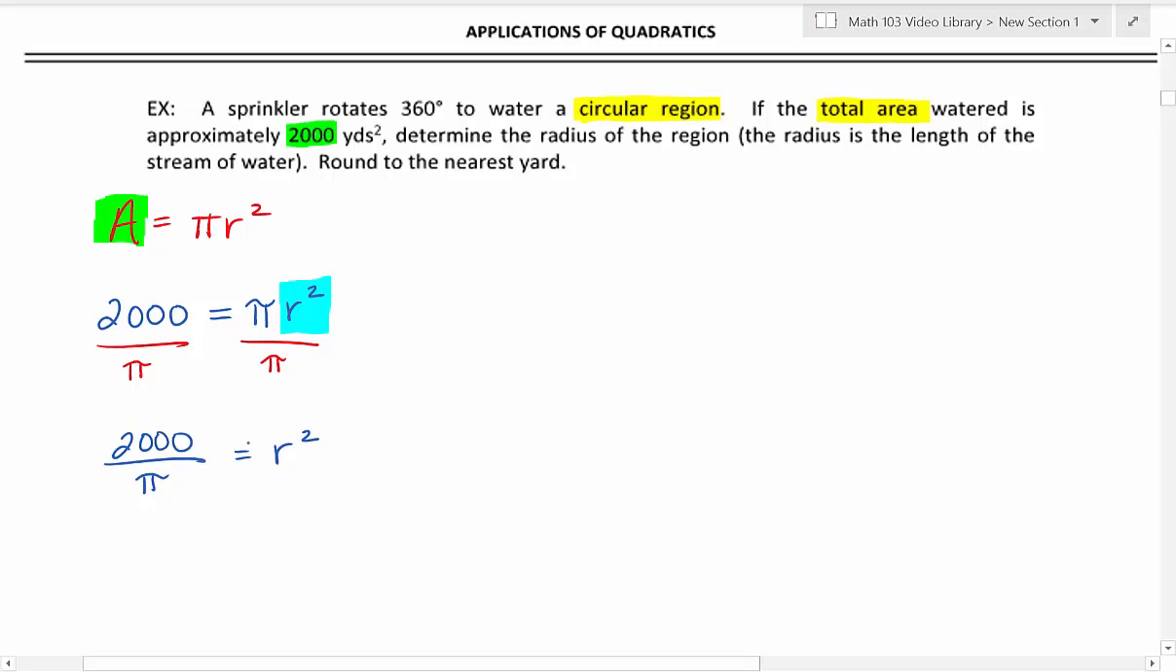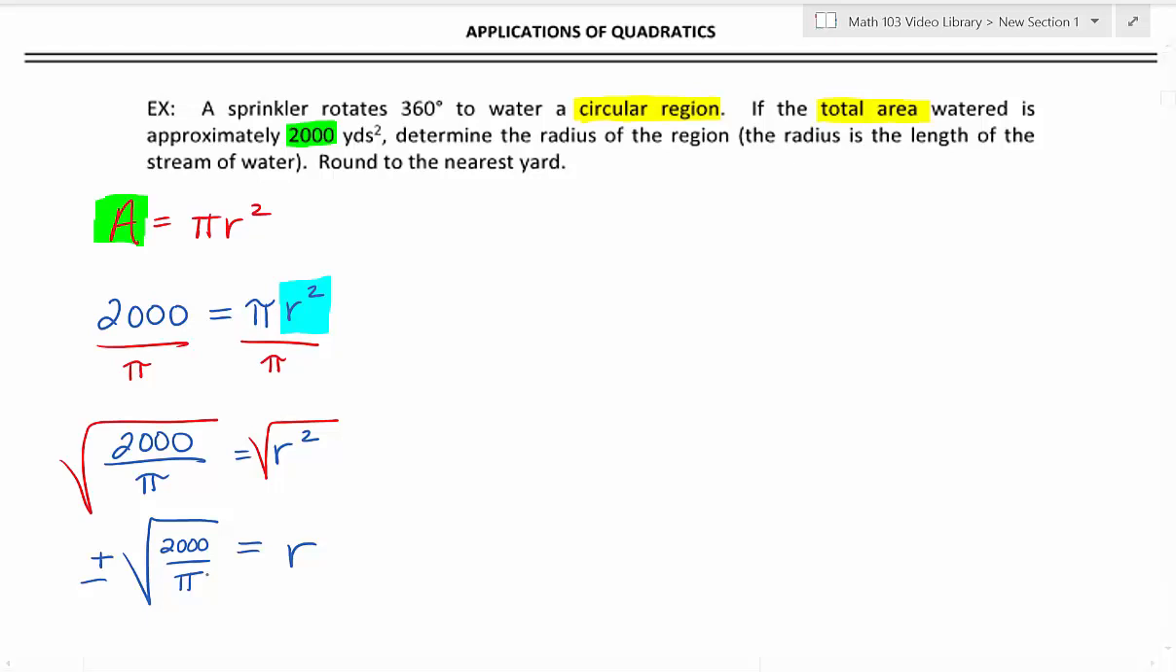Now that we've isolated the r squared, we're ready for square root property. When we take the square root of both sides, on the right, the square and the square root cancel out, leaving us with just r. And on the left, we're going to have plus or minus the square root of 2,000 divided by pi. So we've gotten through the algebra.